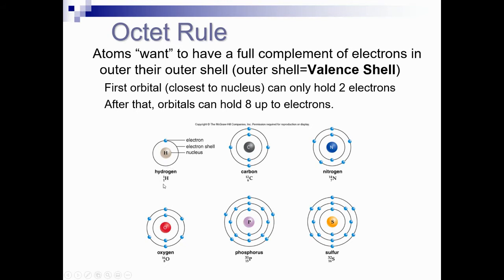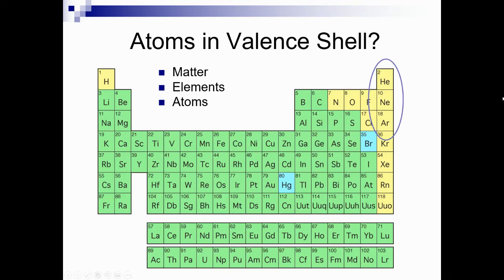And it can bond by either taking an electron from another element or sharing with another element so that it has a full outer shell. So all of these want to get to where they have 8 electrons in their outer orbital, or 2 if we're talking about hydrogen. So let's look back.